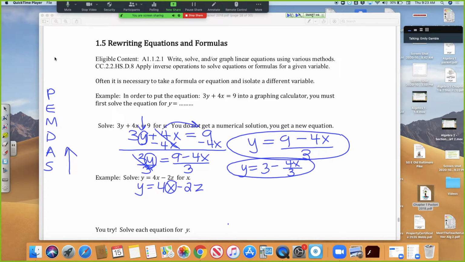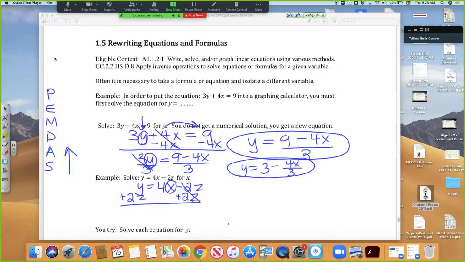Add to both sides. Yes, we're going to add it to both sides. So instead of minusing 2x, to move it to the other side, we're going to add, oh sorry, I said 2x, but I meant 2z. We're going to add 2z to both sides.